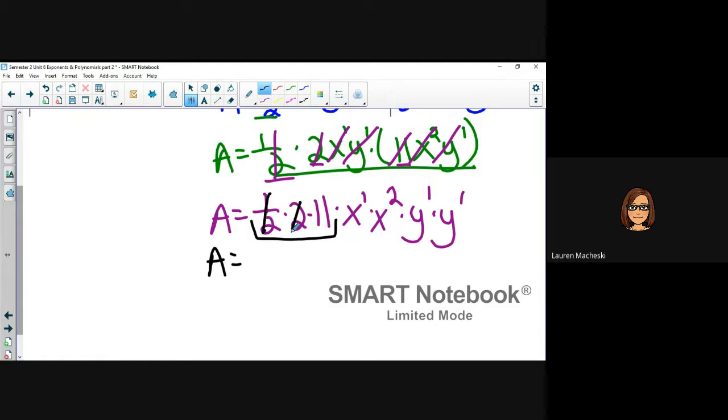Well, half of 2 is 1. 1 times 11 is 11. x1 times x2, I'm multiplying like bases. Keep the base and add those exponents. If I have 1x and 2 x's, I have 3 total. y1, y1, keep the base, add the exponents. 1y and 1y gives me 2y's. So 11x to the third y squared units squared.